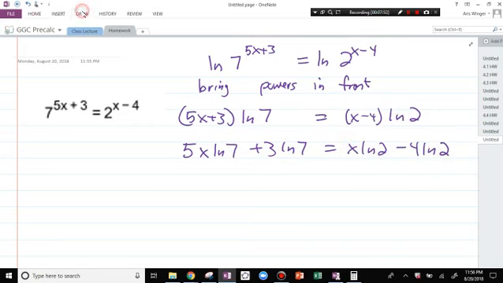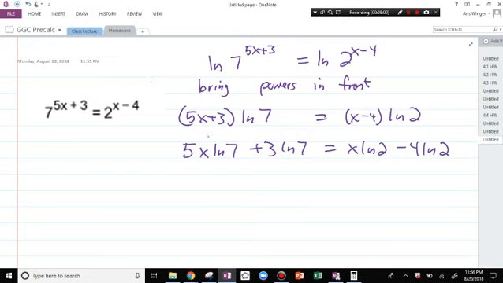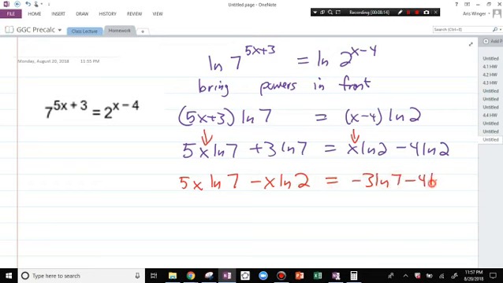And again, it's these two x's we're solving for. I should highlight them here. It's this x, and they need to get on the same side. So 5x natural log of 7, I'm going to put them on the left-hand side. That's my choice. You can put them on the right-hand side. Equals minus 3 ln 7 minus 4 ln 2.